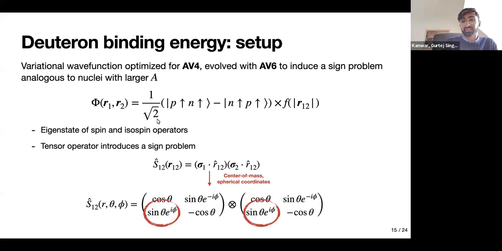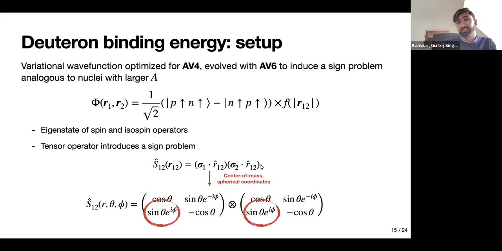The wave function looks like just some very trivial spin isospin wave function, because AV4 has this very simple structure, times some simple coordinate-dependent weight factor. Because this is an eigenstate of the spin isospin operators, there's really no issue with the AV4 terms of the potential. But the tensor operator we can expand and see very explicitly where a sign problem is coming from in the setup.